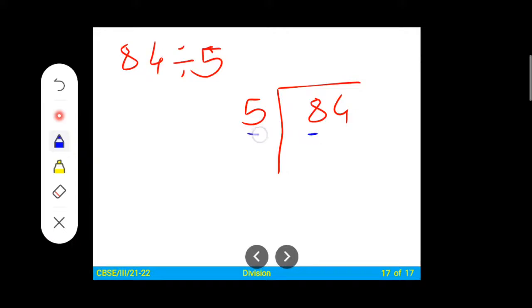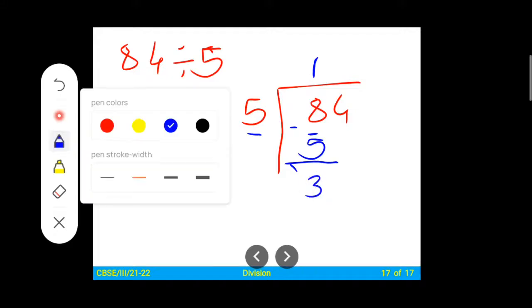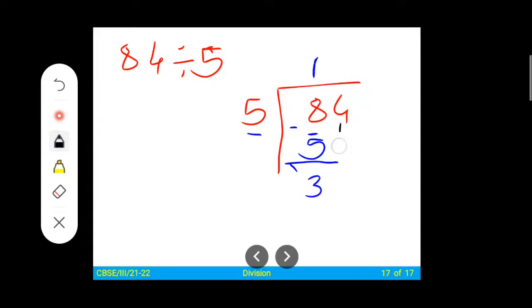हम क्या करेंगे, 1 digit को divide करेंगे. So 5 ones are 5, 5 twos are 10. 10 is larger, so you have to take 5 ones are 5. आपको क्या लेना पड़ेगा, 5 ones are 5 ले लेना पड़ेगा और दोनों को subtract करना पड़ेगा. 8 minus 5 कितने होंगे, 3. Okay. Now bring down the 4 and write it here.